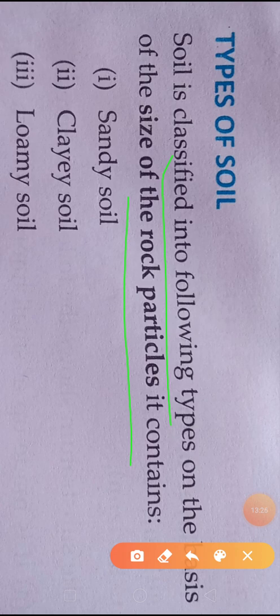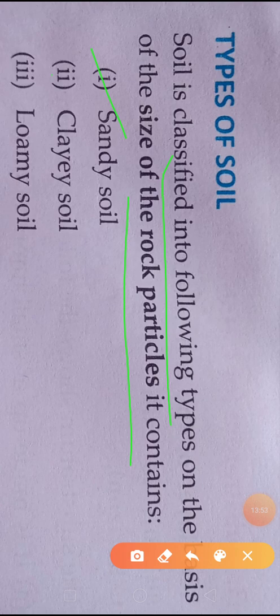So these rock particles, in some places are very fine, but in some places are large. Okay, quite large. So different types of soil are there based on the size of the rock particles. So 3 soils you can see on your screen. First, sandy soil, basically found in the desert area.